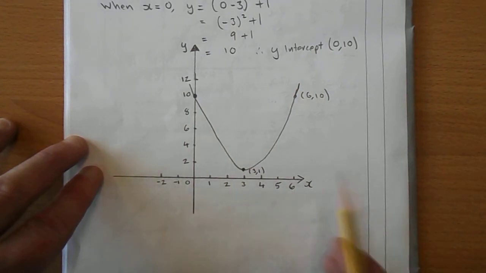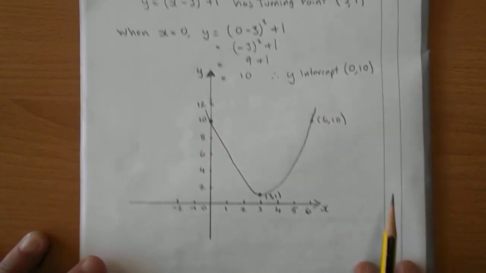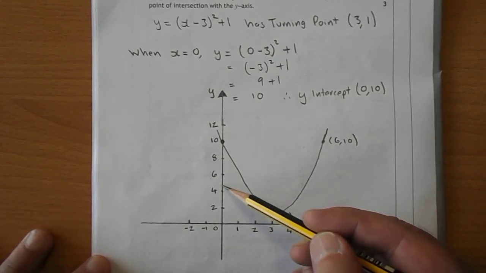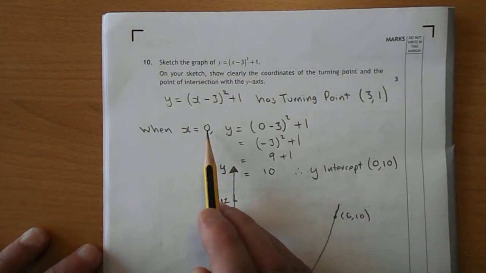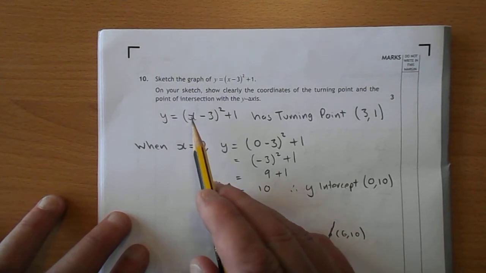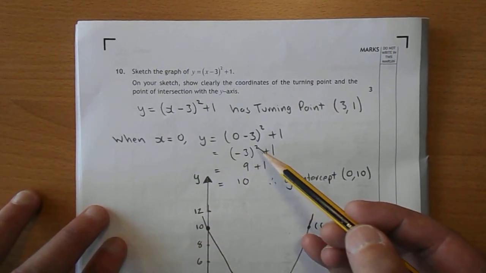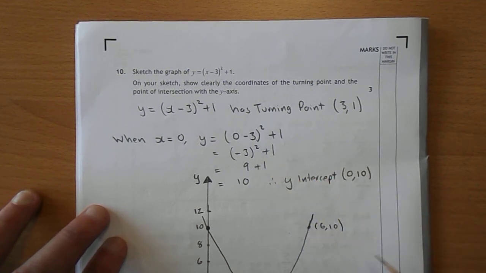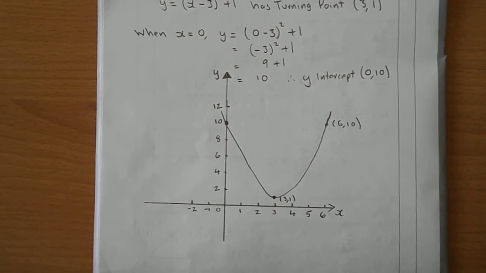Now you can see me doing my not very impressive sketch here, but here we go. There's 3, and you can see that I've maybe scaled the y-axis 1 centimetre standing for 2 units. Now when x is 0, let's find out the y-intercept. y is (0 - 3), which is negative 3, squared, and then add 1. Negative 3 squared is 9, add 1 is 10. So when x is 0, y is 10, and that's why I scaled the y-axis the way I did.